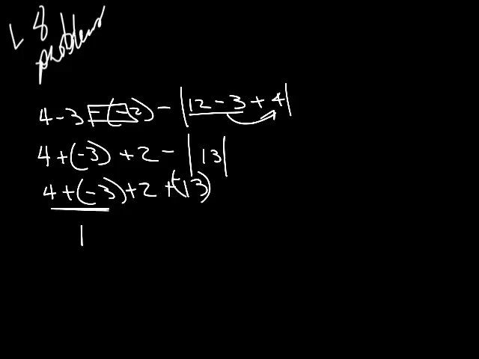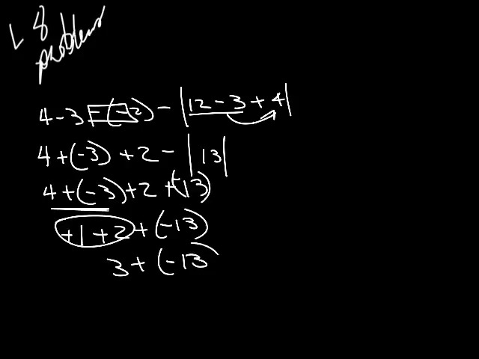Signs are different. We take the difference between the two, put the sign of the biggest one on there. 1 plus 2 is 3. Signs are different. We take the difference between the two, put the sign of the biggest number on there, and we get negative 10. And we're done. So that is problem set 8 in Algebra 1.